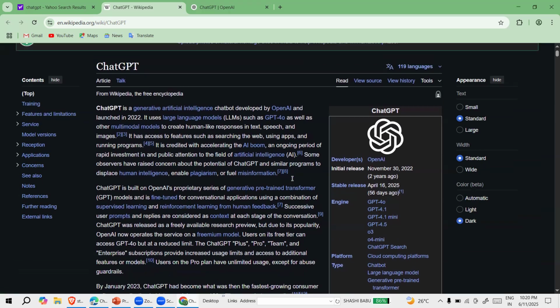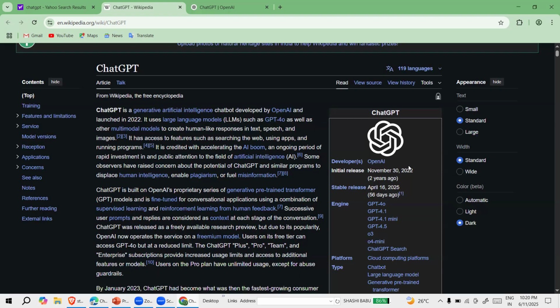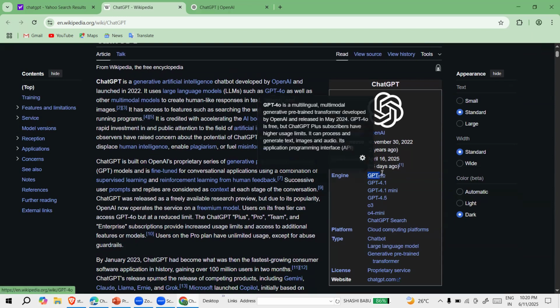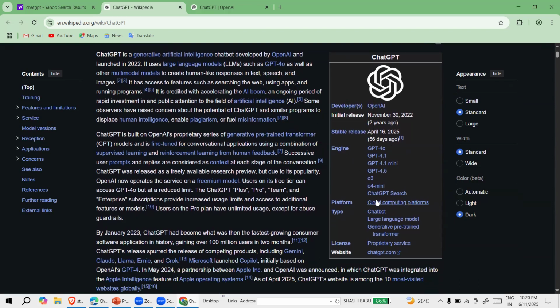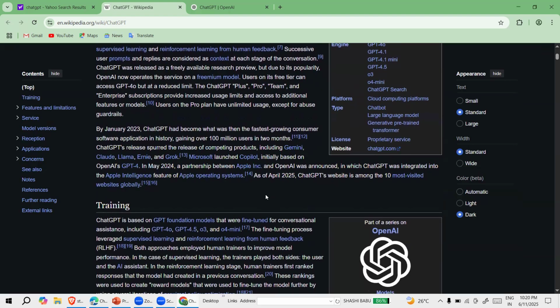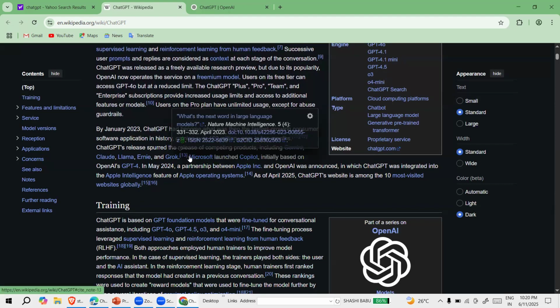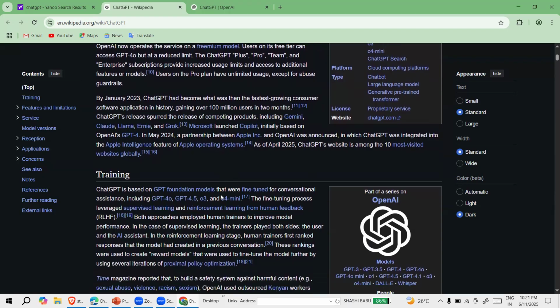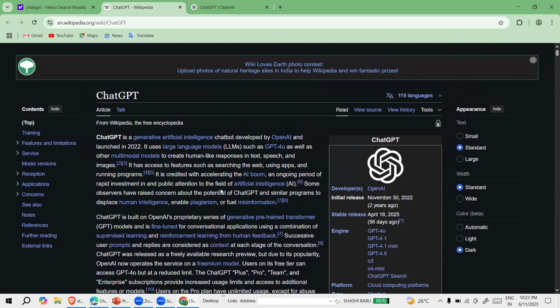See, the initial release was on 30th November 2022, and a stable release 56 days ago. The stable release is GPT-4o. In the initial time, ChatGPT was released with the name ChatGPT Search, and the website is chatgpt.com. I think many browsing platforms released their own versions like ChatGPT, like Microsoft launched Copilot, Google launched Gemini, Brave launched Leo. So most companies are launching their own versions. So this is a very short introduction of ChatGPT.